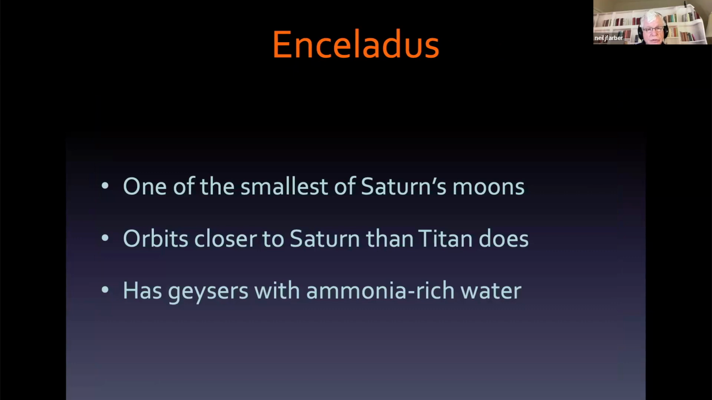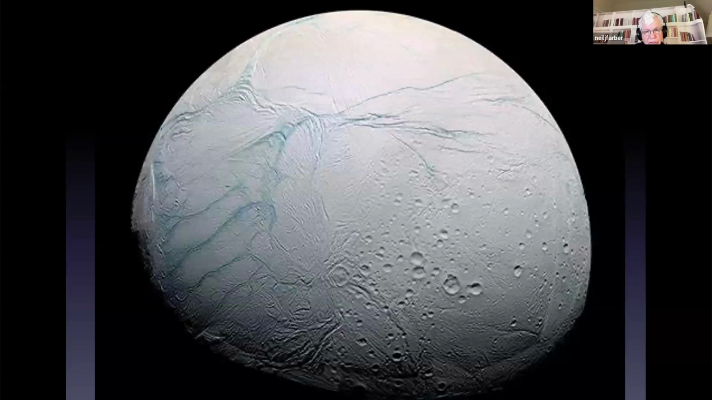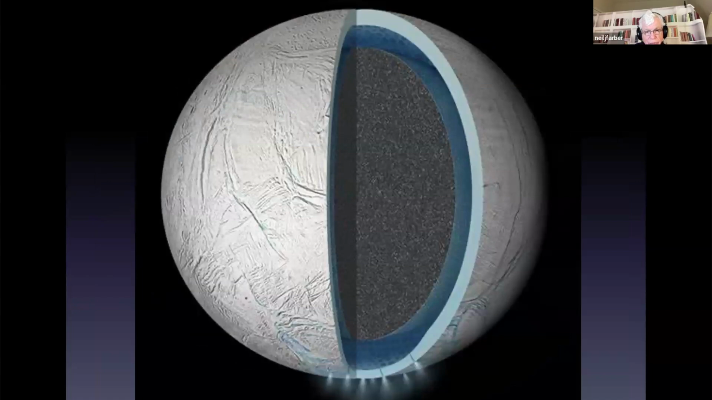Enceladus is also one of the smallest of Saturn's moons. It does orbit closer to Saturn than Titan does, and so it does have sort of the same tidal heating. In this case, it has geysers with ammonia-rich water. Next slide. This is Enceladus. It looks like an ice shell. Next slide. But it has all that stuff spraying out. Next slide.